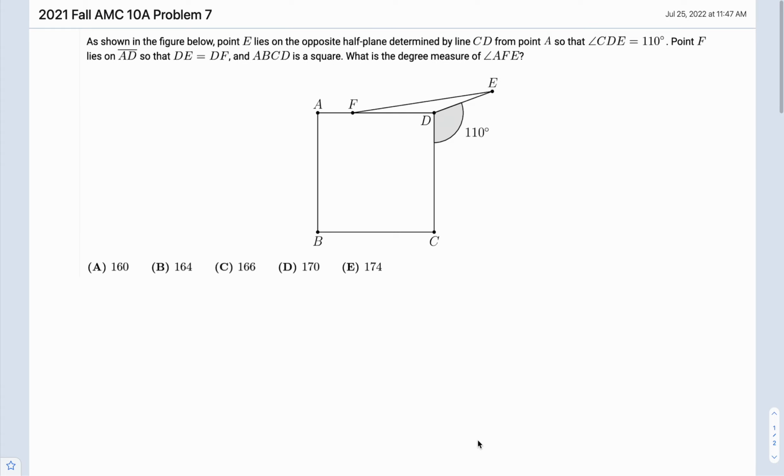Hello everyone, welcome back. This is problem 7 of the 2021 Fall AMC 10A, and it's a pretty easy geometry one.